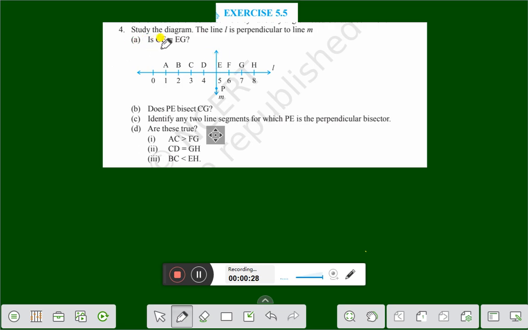The question number A is: is CE equal to EG? Okay, we will find the distance between them. What is the distance you see? C to E: the final reading is 5 and the initial reading is 3. That is 5 minus 3, that is 2 units, right? Here you can write answer A.